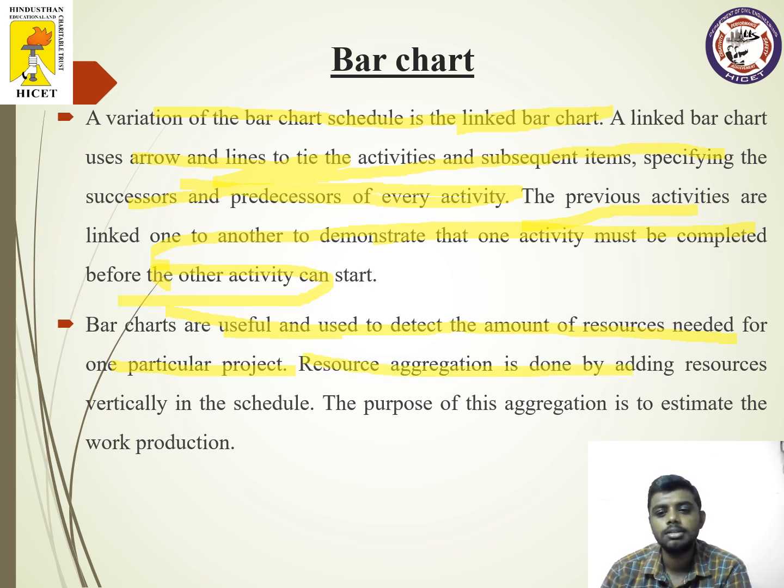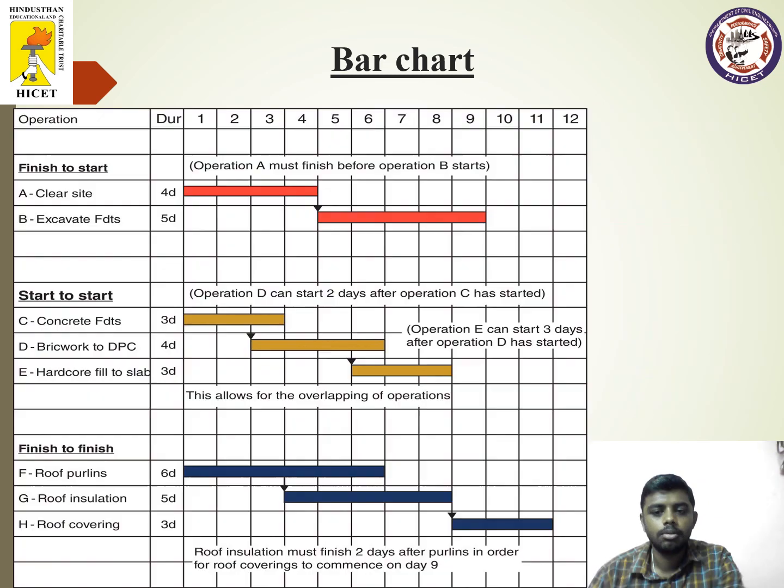Resource aggregation is done by adding resources vertically in the schedule. I'll explain in the upcoming slide. I have a bar chart which is already done, and it can be clearly seen from that bar chart. The dates are given, the activities are given, and the completion part can be understood. So I'll explain everything with the chart in the next slide.